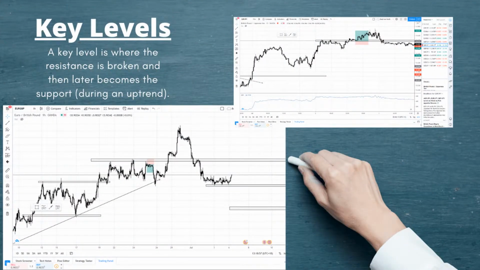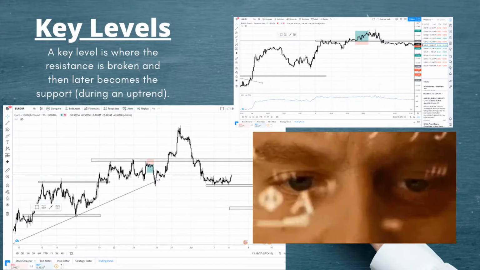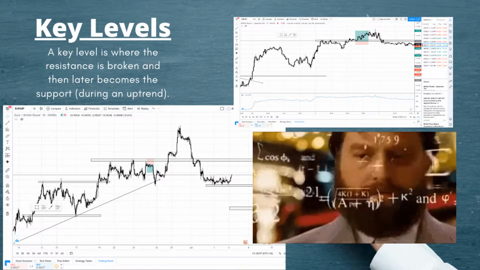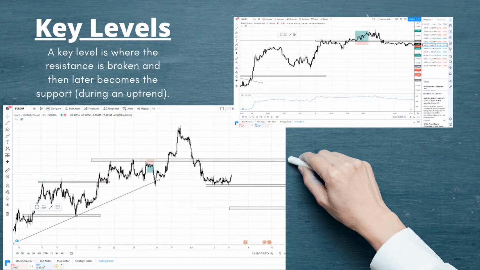Alright, so let's just get into what a key level is. A key level is when a resistance point has been broken, so it's gone above it, and then later it comes back, and that same resistance now becomes a support, and it bounces off of that and continues going up, for example. And so we'll have a look at this on a real chart.